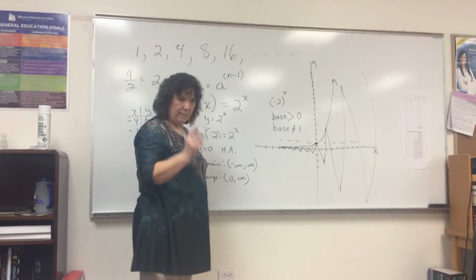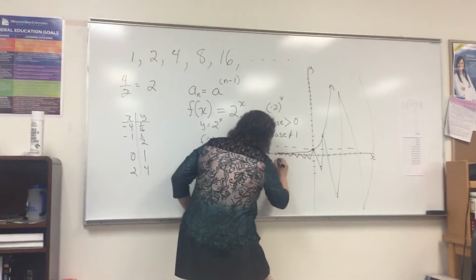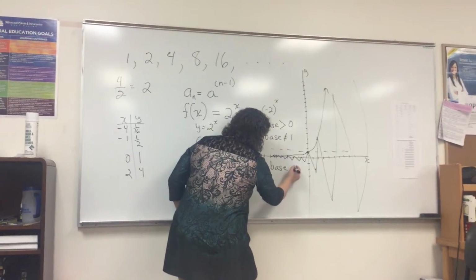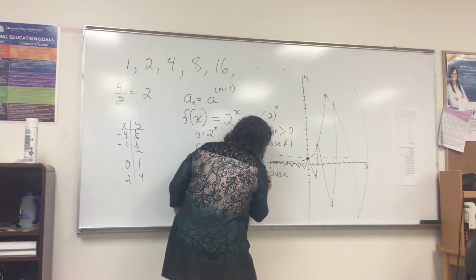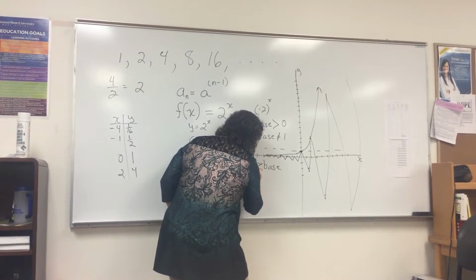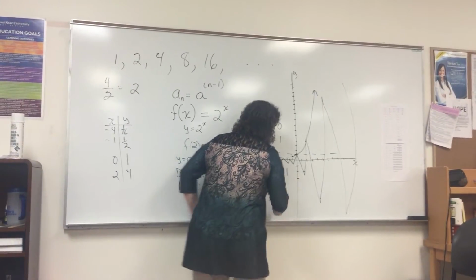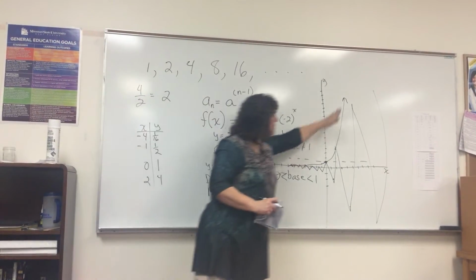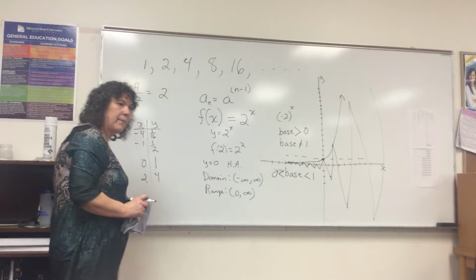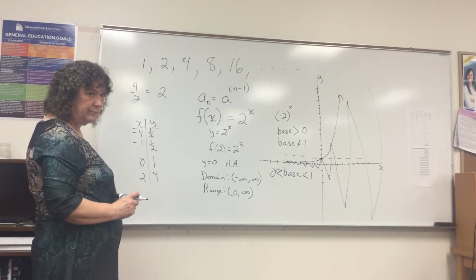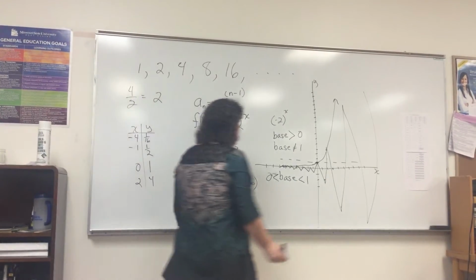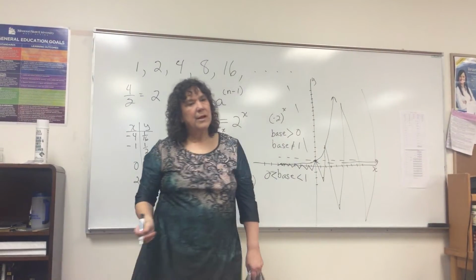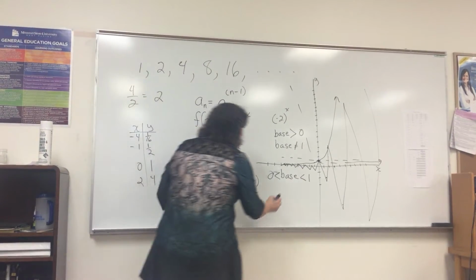But it can equal a half. So what is true if my base is greater than 0 and less than 1? What's true about that line? Instead of increasing, it's gonna be a decreasing function. It's going to go the opposite direction of what the other one was.